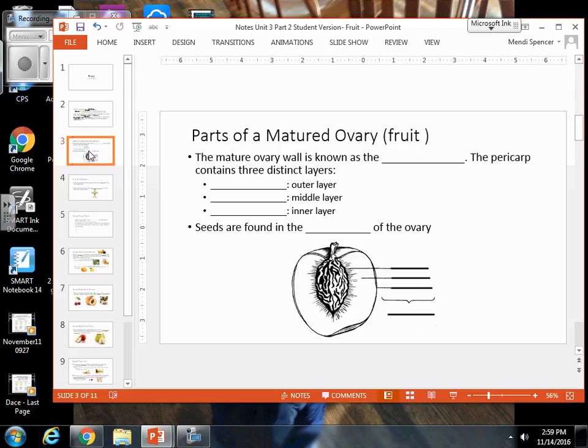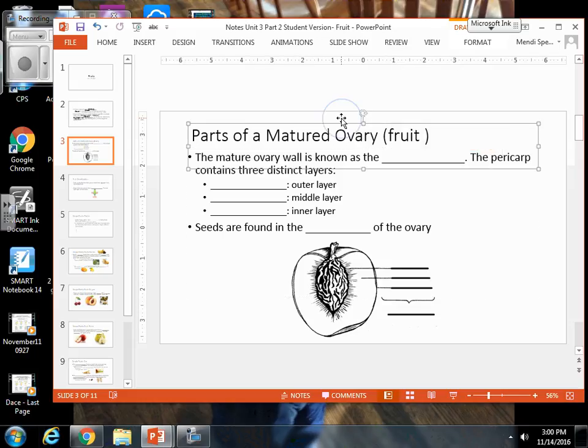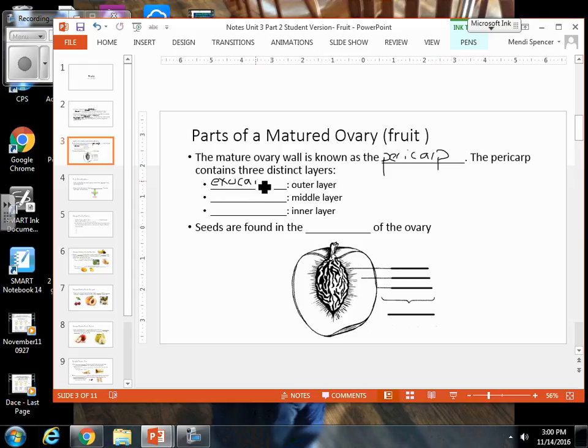All right, this next slide looks at our different parts, our different regions of the ovary. Now, the mature ovary wall is known as the pericarp. The pericarp has three distinct layers. The outer layer is called the exocarp. So think exo means outside, like exoskeleton in bugs. They have that hard outer layer.